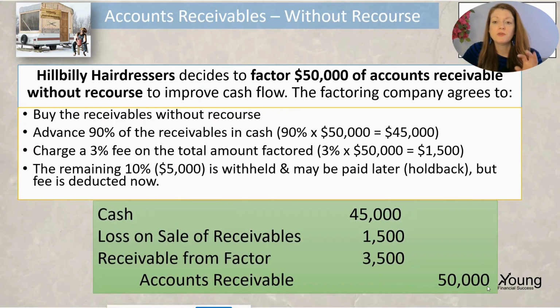So this is what the journal entry would look like for Hillbilly Hairdressers when they factor it under these terms. They would show cash of $45,000. They're getting rid of the $50,000 of accounts receivable, so we see that on the credit. They're only getting cash for $45,000. The loss on sale of receivables is going to be that $1,500, and the receivable from the factor is going to be $3,500 to balance it out.